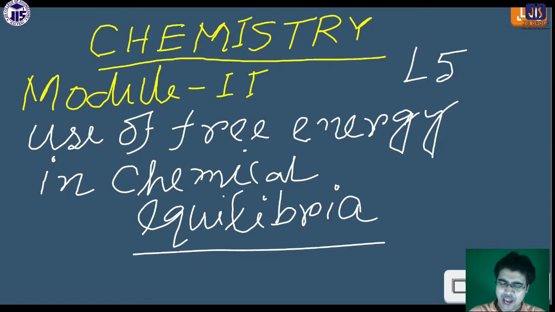Today we will discuss the basic concept of the cell. It is the fifth lecture of module 2 of the chemistry syllabus. What is module 2 of the chemistry syllabus? Module 2 is the use of free energy in chemical equilibrium.